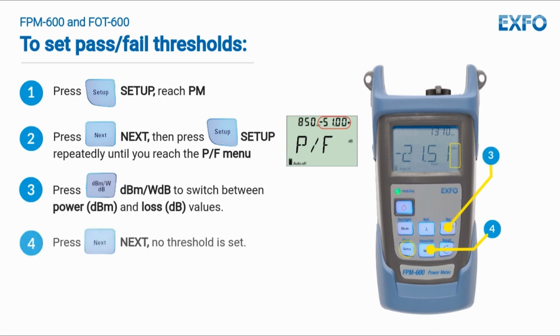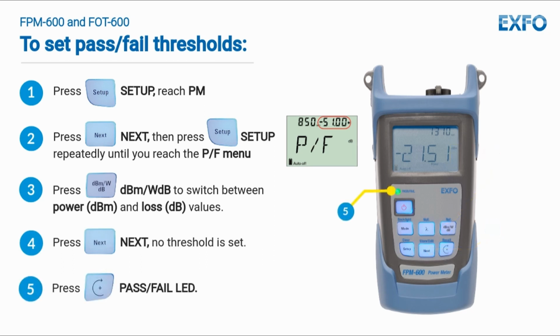Press Next to switch between available wavelengths. An asterisk appears between activated thresholds. If no threshold is set for a wavelength, the unit indicates 4 dashes. Press the curved arrow button to activate or deactivate the displayed threshold. The pass-fail LED will light up red or green when you return to normal mode.